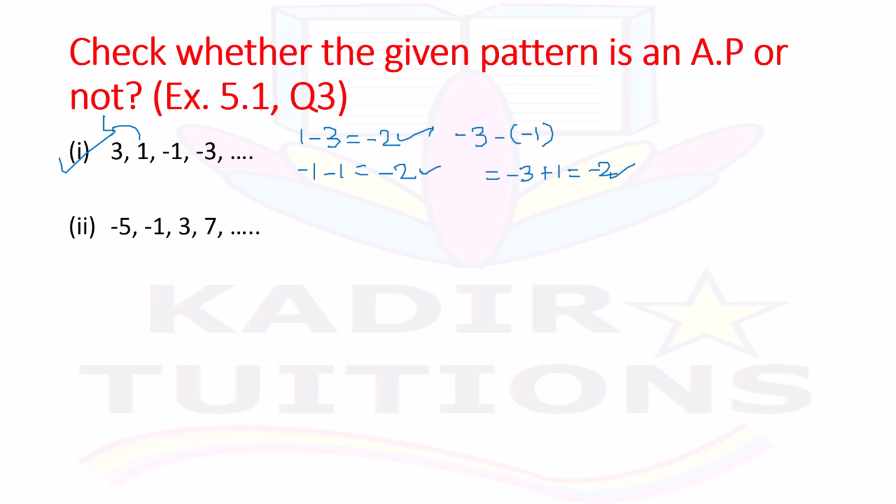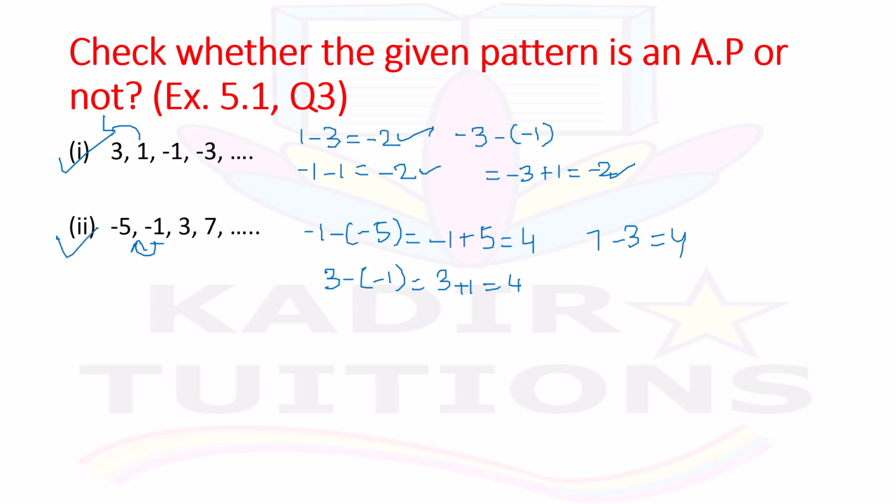Now the second question: minus 5, minus 1, 3, 7. Now I'm going to check the second term minus the first term. So it's nothing but minus 1 minus of minus 5, which is equal to minus 1 plus 5, which is equal to 4. So we got the difference between the first two terms as 4. Let's see between the third and the second term. So 3 minus of minus 1, yeah, this is also coming as 4 only. Let's see between the fourth and the third terms. Yeah, it's also 4 only. This is also an AP because it has a common difference of 4.